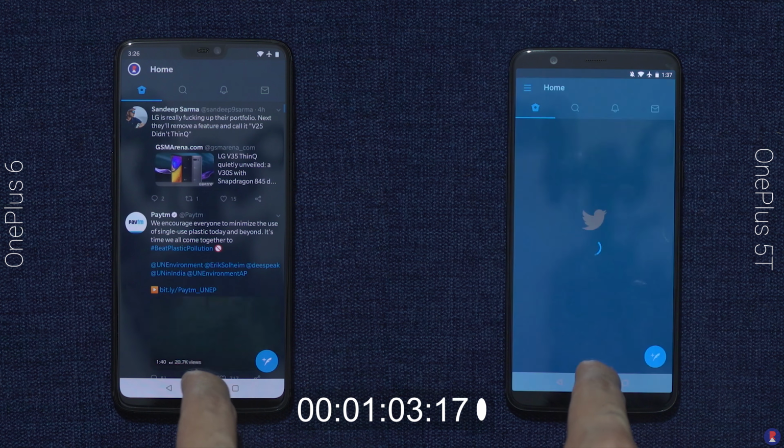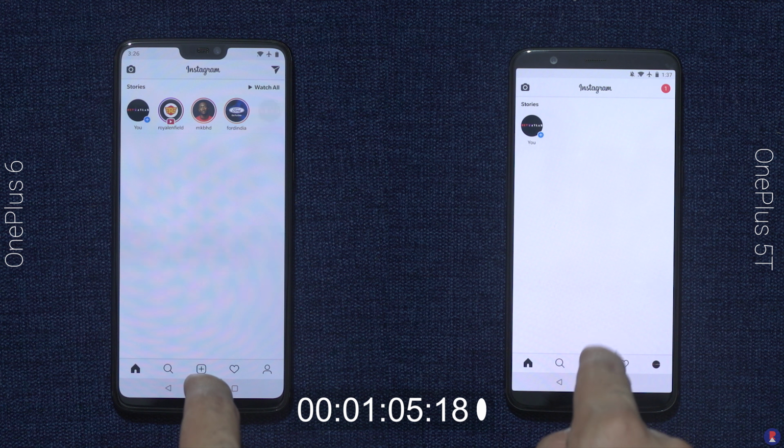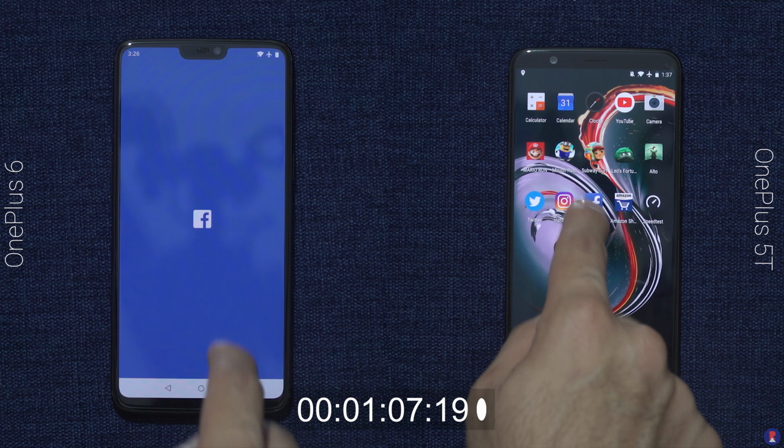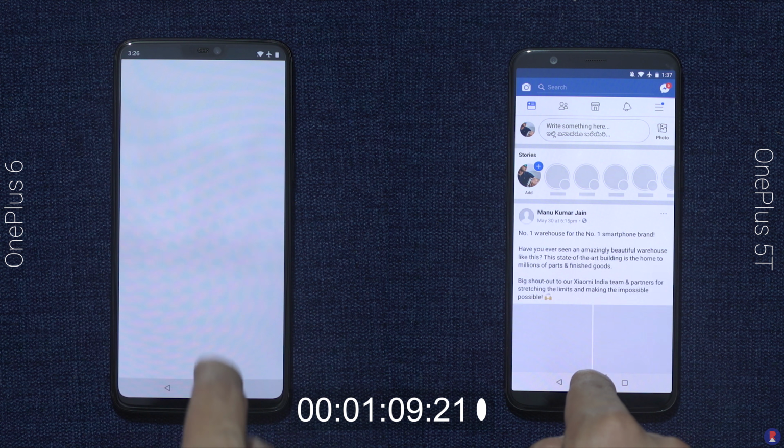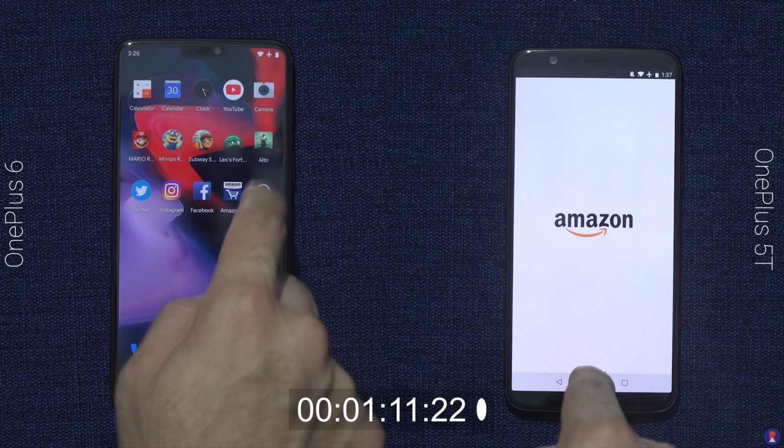Both the phones finished lap 1 very close to each other. OnePlus 6 did it in 1 minute and 37 seconds and came at first, while OnePlus 5T did it in 1 minute and 39 seconds.